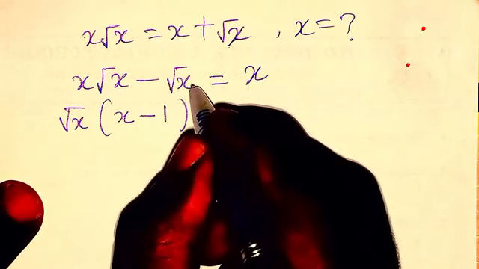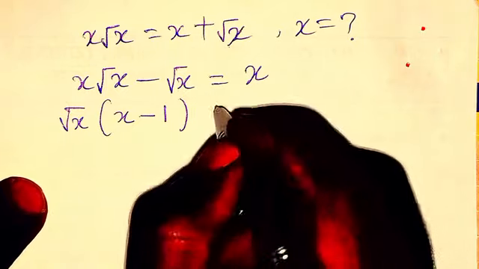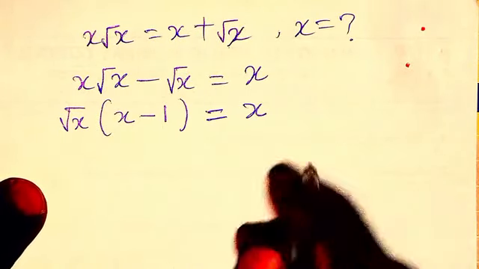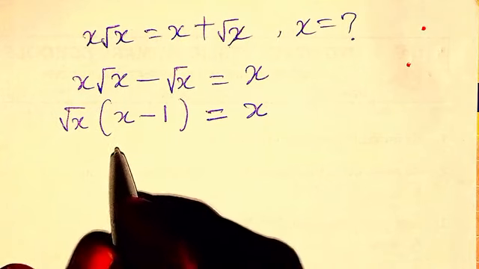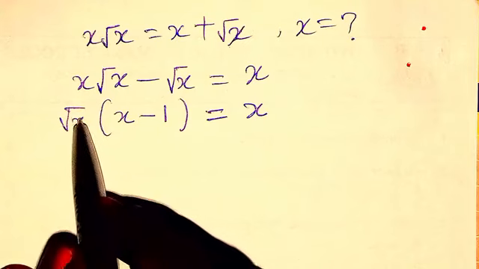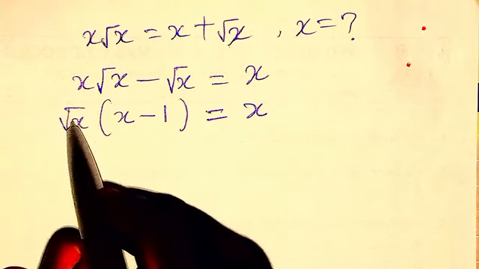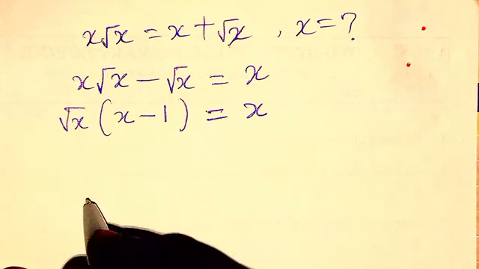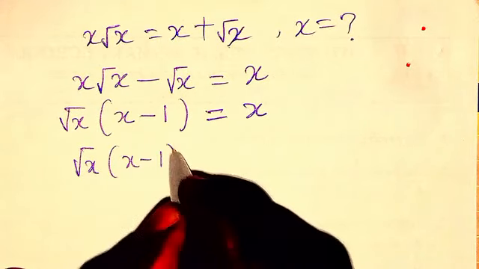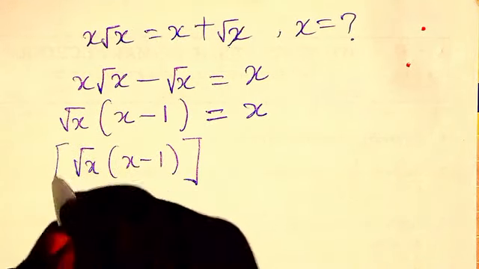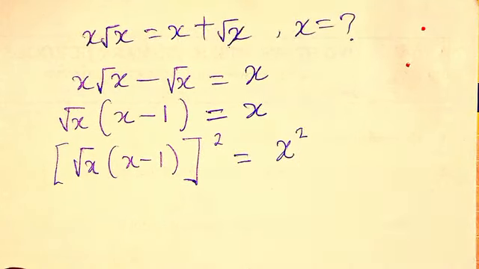After that, what's the next thing to do? I have x here. So the next thing I'm going to do is get rid of this square root. Getting rid of this, I'm going to square both sides of the equation. That is, x minus 1, everything like this, all squared. Then I must square this side too.